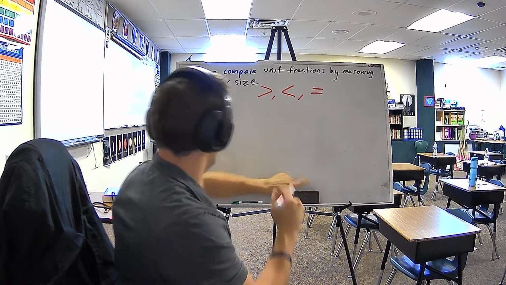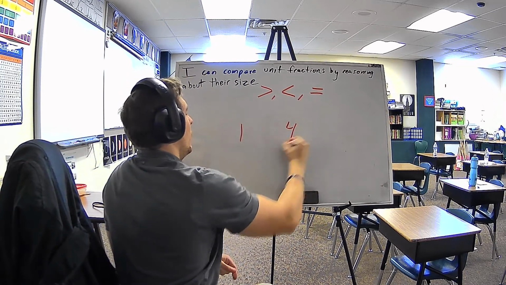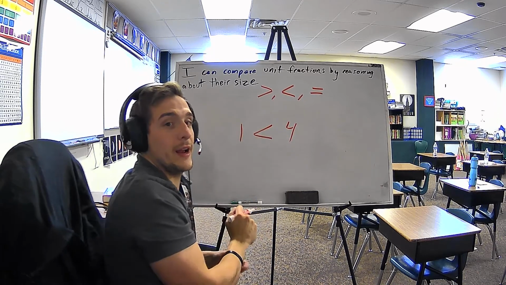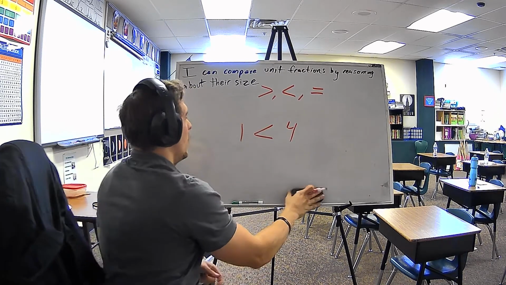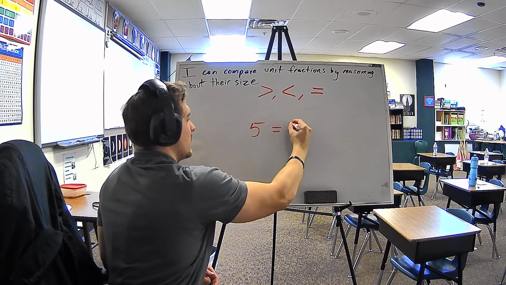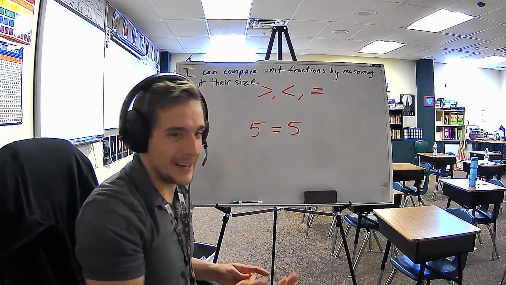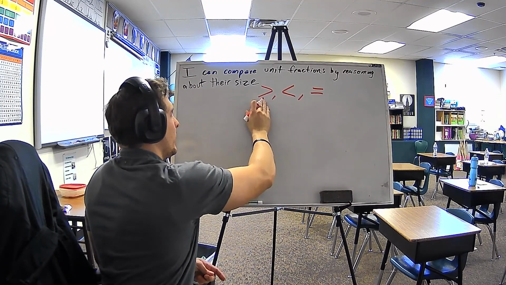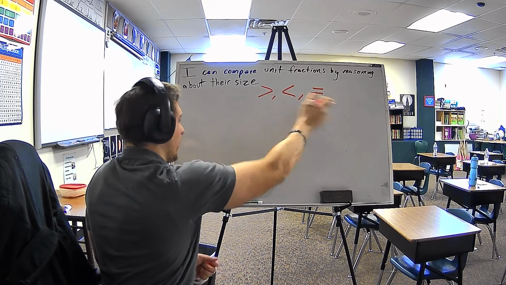Or I could have a number like this. I have 1 and 4. Say 1 is less than 4 because it's going towards the 4 instead. You read it like a sentence. Or I could say I have 5 equals 5. So this is kind of the idea here. So I'm going to give you guys 2 fractions, and I'm going to determine which one's greater, less than, or if they're equal to each other.